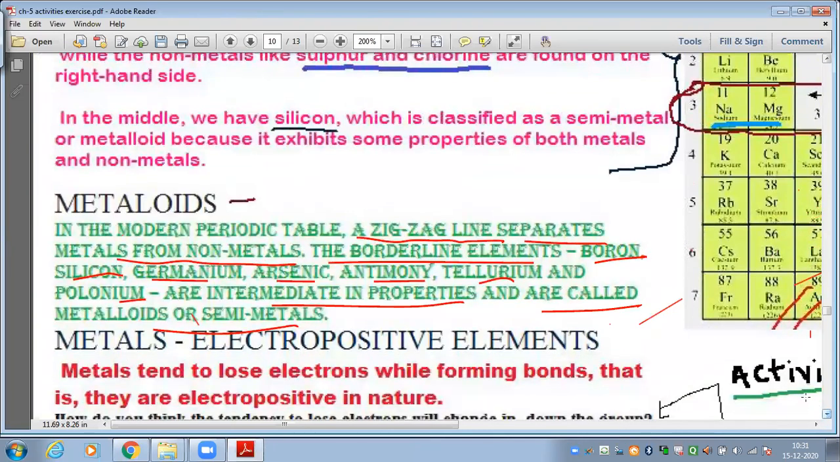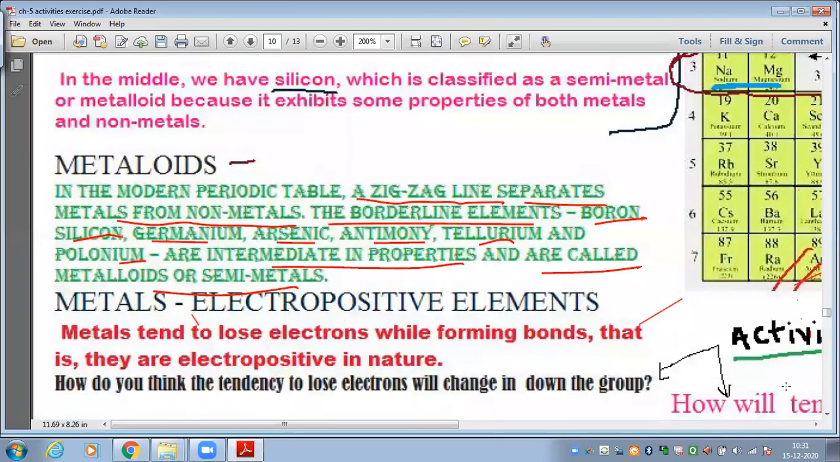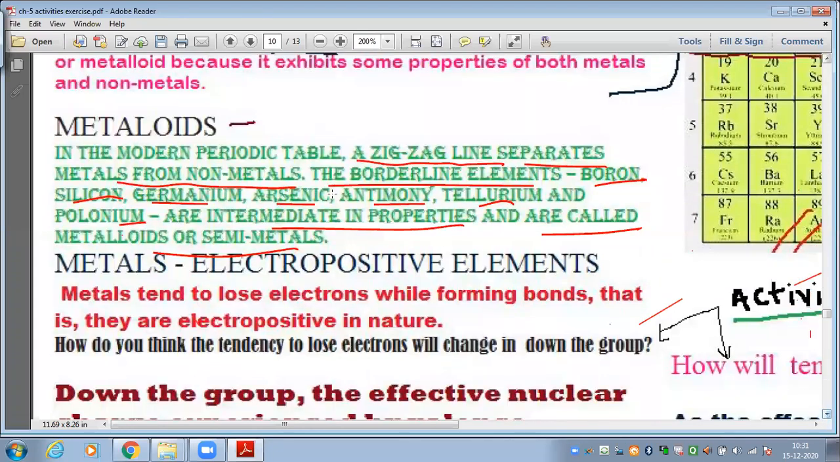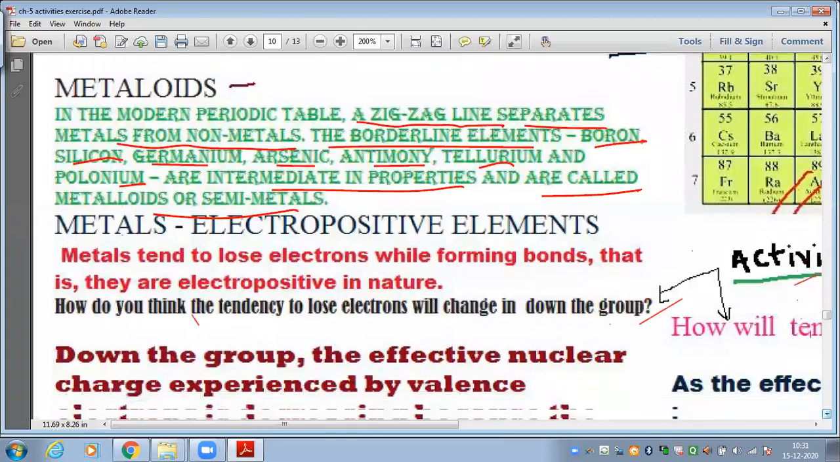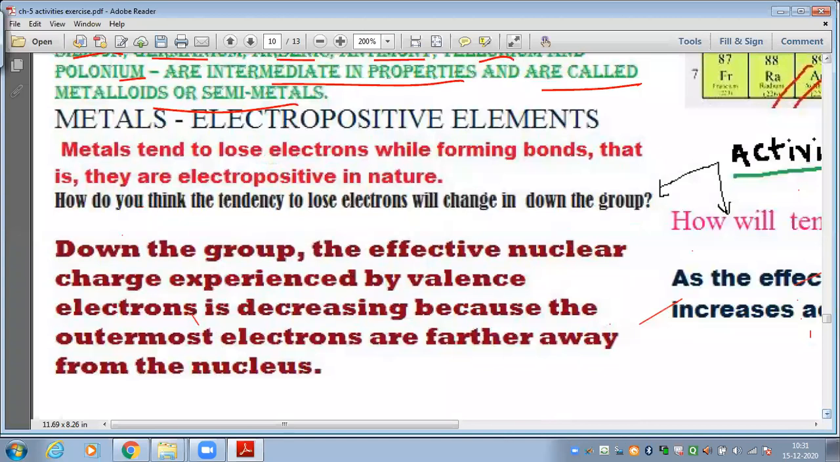Please understand, once again I am going to read the definition for you, my dear students: in the modern periodic table, a zigzag line separates metals from non-metals. The borderline elements like boron, silicon, germanium, arsenic, antimony, tellurium and polonium are intermediate in property. Intermediate in property means they have properties of both metal as well as non-metal, and are called the metalloids or semi-metals. So this is how, my dear students, we study about the metalloids.